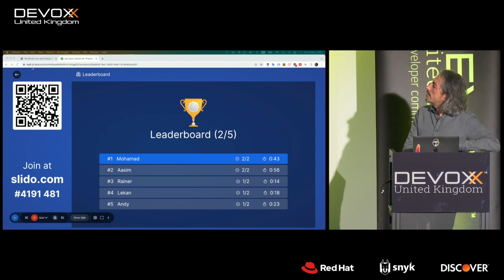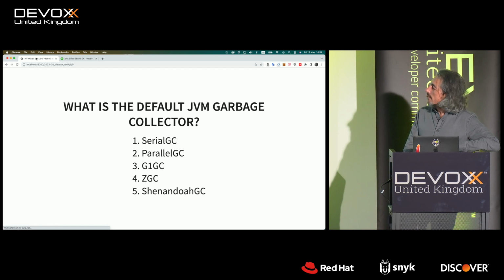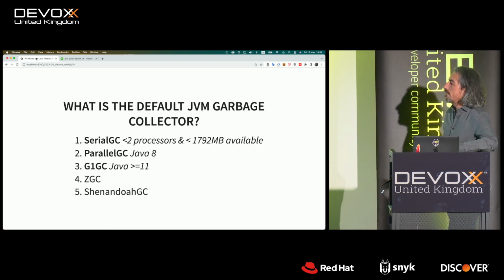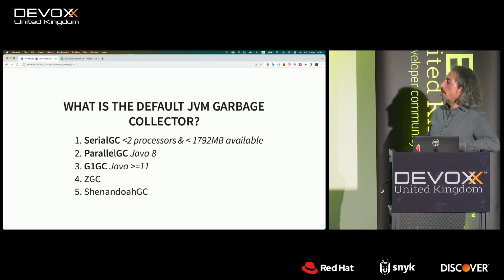Where is my cursor? Here. So what happens is, if you had less than 2 processors and less than 1,792 megs of memory available, you get the serial collector. The parallel one was Java 8, but we don't care because nobody uses Java 8 anymore, right? And G1 is on Java 11 or higher.